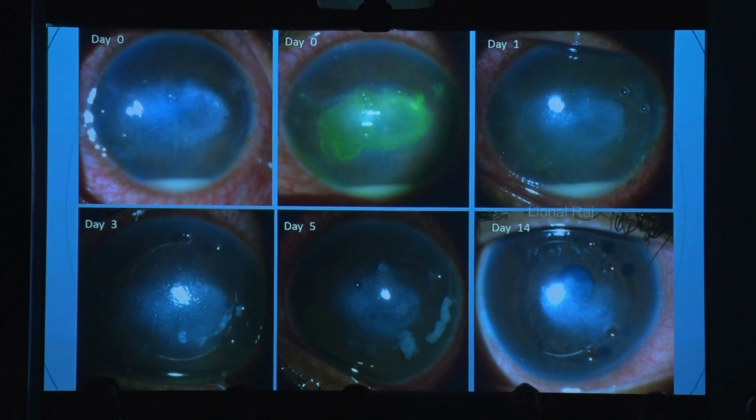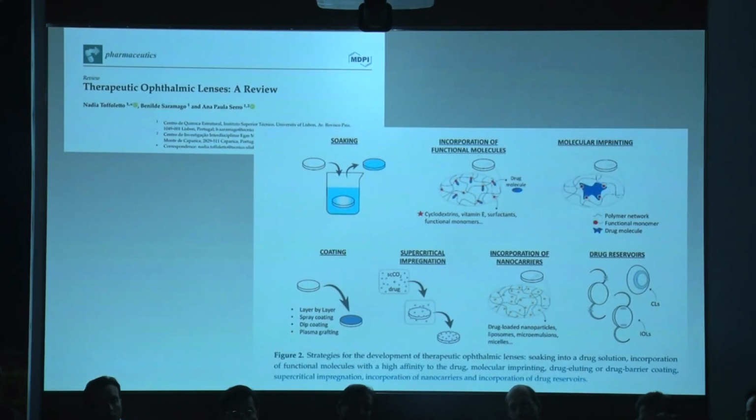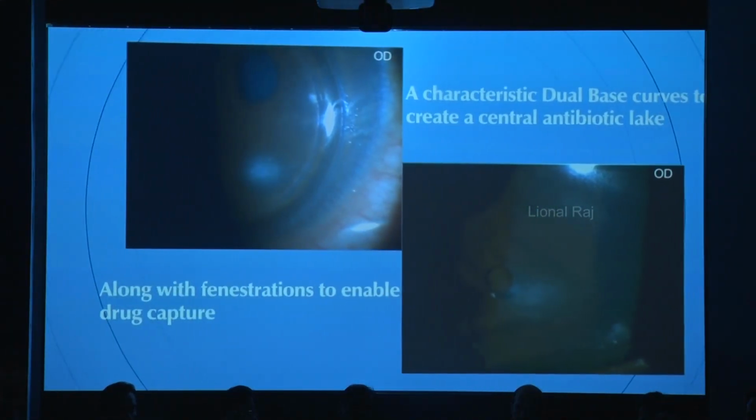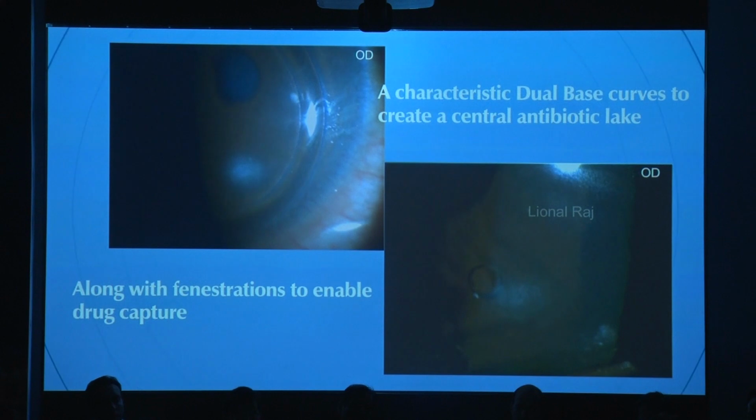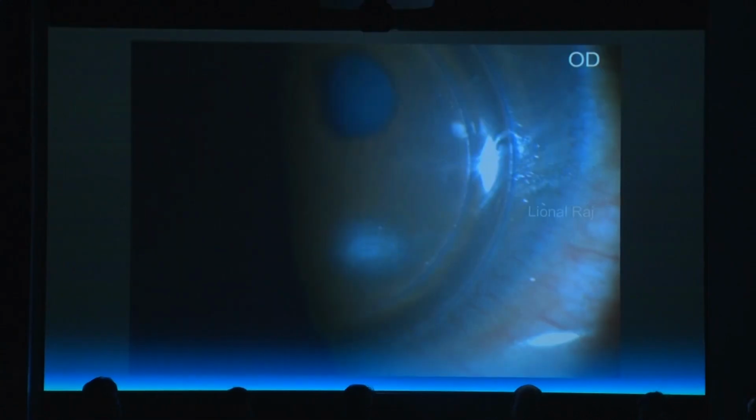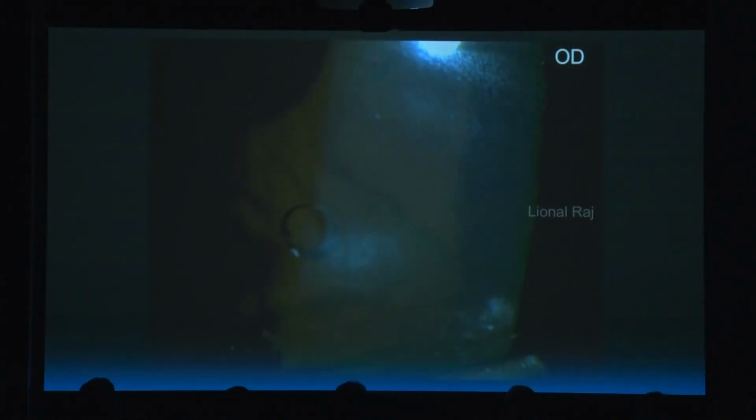We aimed at retaining the drug in the precorneal space like an antimicrobial lake using a specialized dual base curve lens system, rather than the attempts at sustained release using regular therapeutic contact lenses soaked in antibiotic solution before application. Also, the fenestrations in the lens enabled further capture of medications whenever applied.